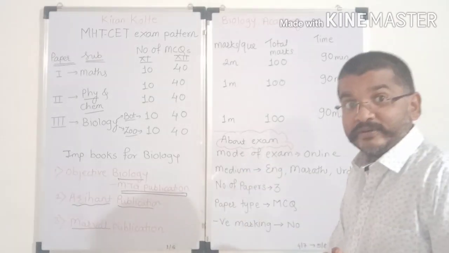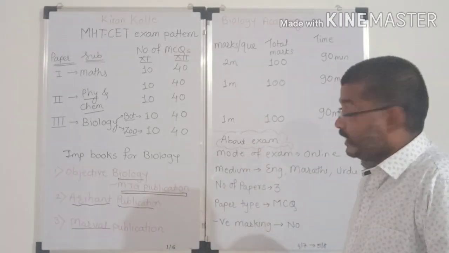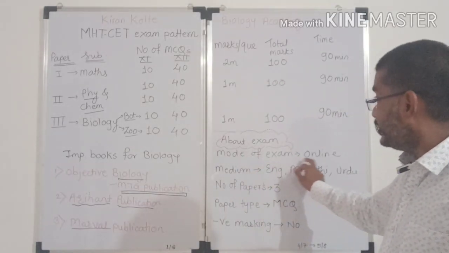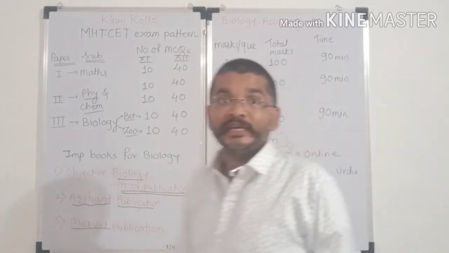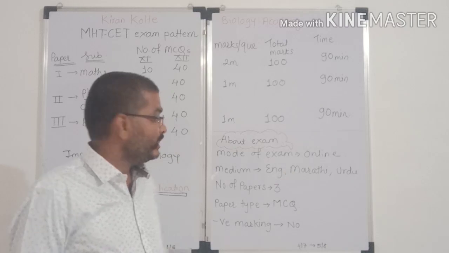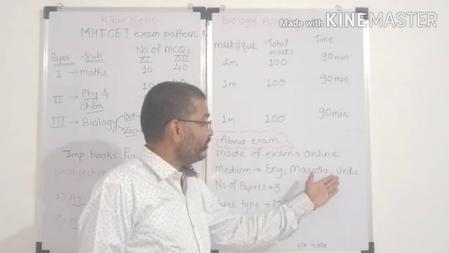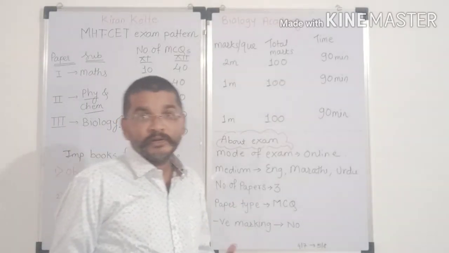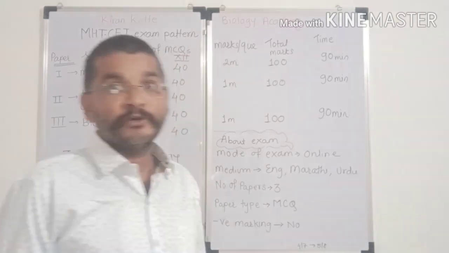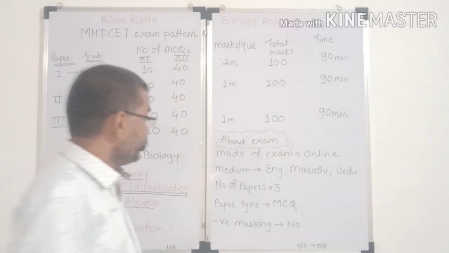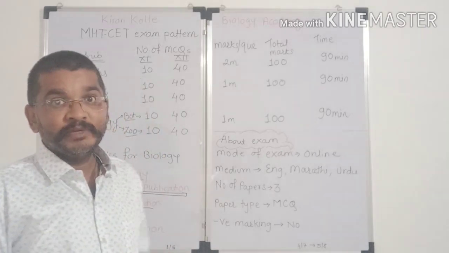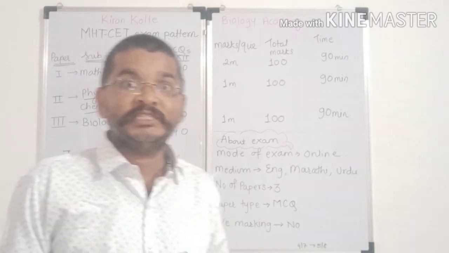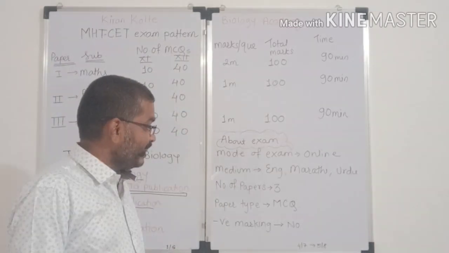So in the last part, finally, I'll tell you some details about this exam. The MHT CET exam mode of examination is online. Three mediums are available: you can give this exam either in English or in Marathi or in Urdu. Number of papers is 3. Paper type is MCQ. All questions are MCQ based, where you will get 4 options. You have to select the one correct answer. There is no negative marking system for the MHT CET exam, unlike NEET and JEE. In the NEET exam there is a negative marking system, and in JEE also there is a negative marking system.